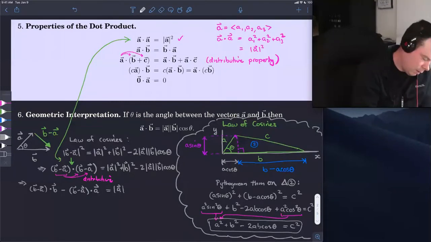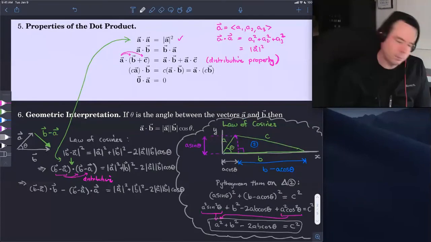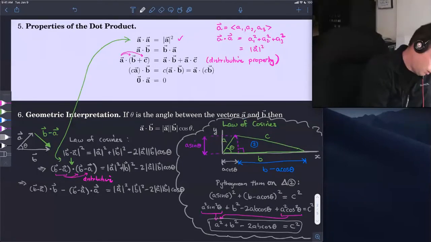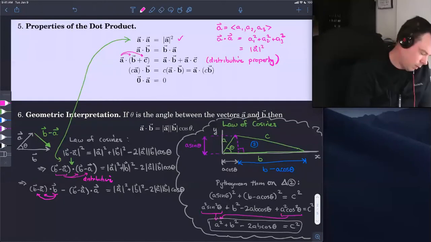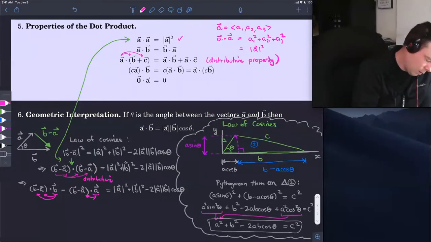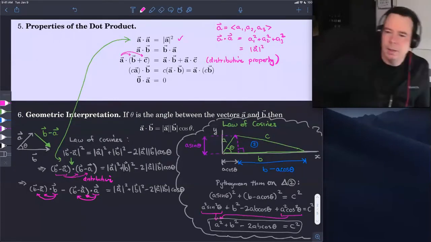And then I get the magnitude of A squared, magnitude of B squared, minus 2AB cos theta. And now what I'll do is I'll use the distributive property again. I'm going to distribute this vector B across that sum, and I'll distribute the vector A across this sum.